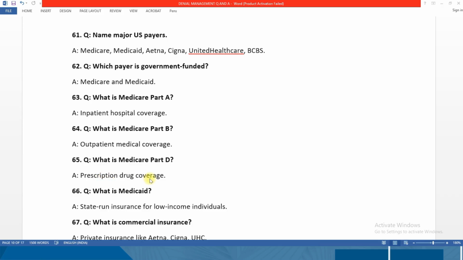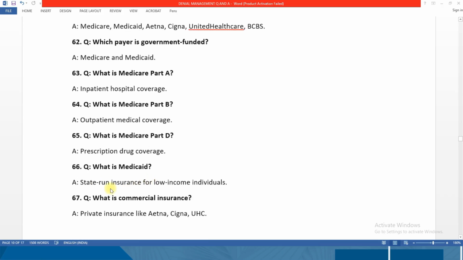Prescription drug coverage. Okay. So what is Medicaid? Medicaid is a state-run insurance for low-income individuals. So what is commercial insurance? Private insurances like Aetna, Cigna, USC, all are commercial insurance payers in USA.